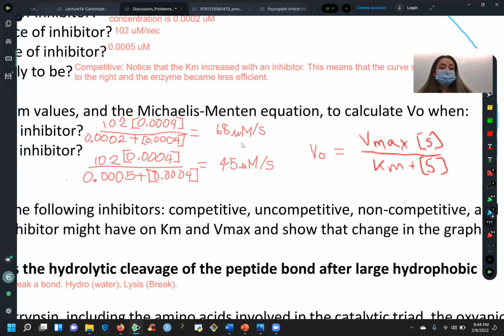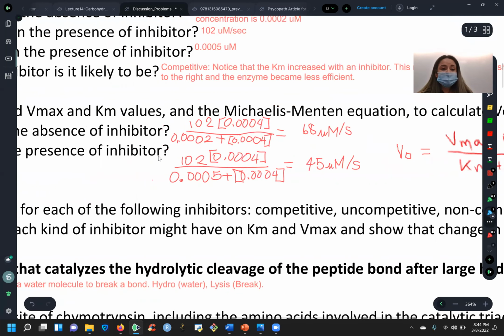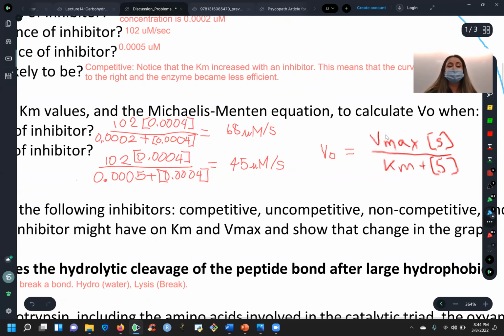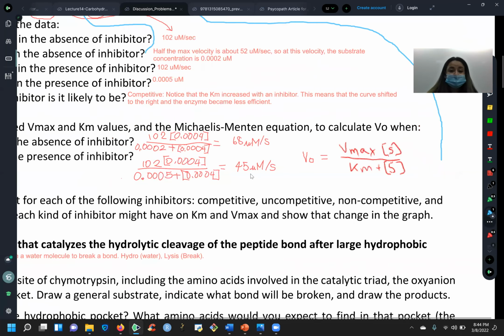Okay, now it says with the presence of the inhibitor. So again, we just set up our problem exactly the same. The Vmax was still 102 because our Vmax didn't change. The substrate concentration they said was the same, 0.0004. And then you divide that by the Km, which is the one thing that did change. So our new Km was 0.0005 plus, and then we just do the substrate concentration again. And that equals 45 micromolar per second. Easy? Yeah.